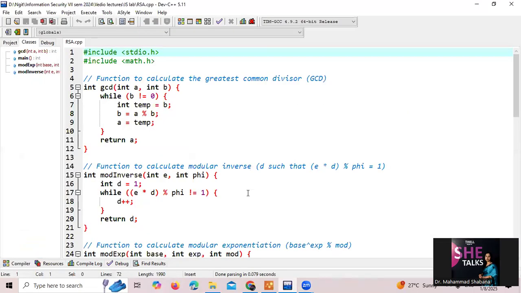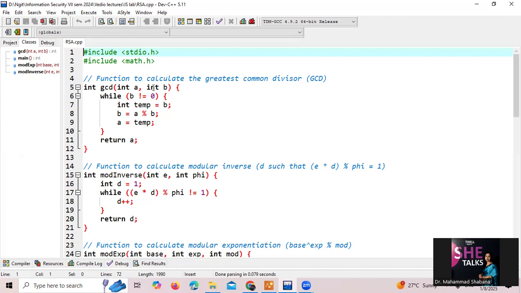So this is our program. Now let's see how to implement RSA in code. Here is a program that generates keys, encrypts a message and decrypts it. We are using header files here: stdio.h, which is used for functions like printf and scanf, and math.h for mathematical functions, not explicitly used here but included for completeness.